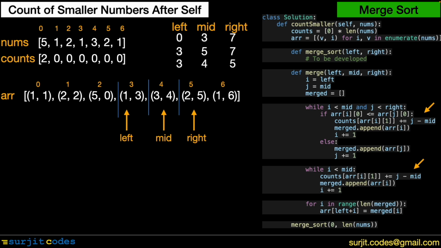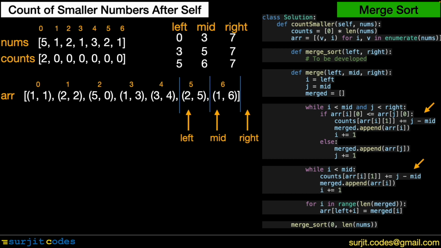In the next call, left and right are 3 and 5. Both sides are edge cases, so let us merge them. 1 is less than 3 and it moves first. At this time, j minus mid is 0. It means that in the range 3 to 5, no number less than 1 is present in the right partition. We append 1 to merged and left partition ends. There is no need to append residual part of right partition. We restore merged at left.